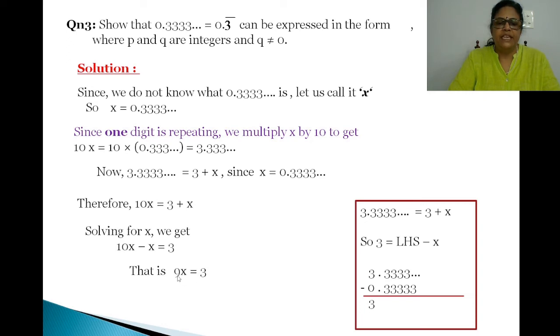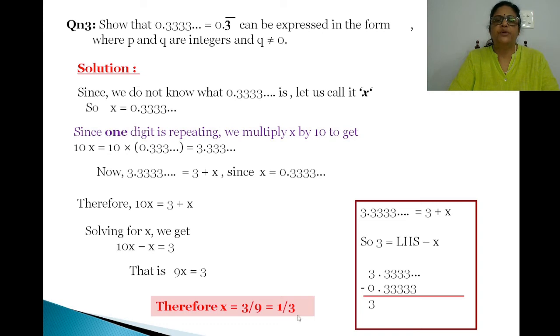Now what is x here? 9 is multiplied, so we will divide by 9. Therefore x is 3 divided by 9. 3 and 9 are both divisible by 3. 3 divided by 3 is 1. 9 divided by 3 is 3. So 1 by 3 is the p by q form of 0.3 bar or 0.333 etc.